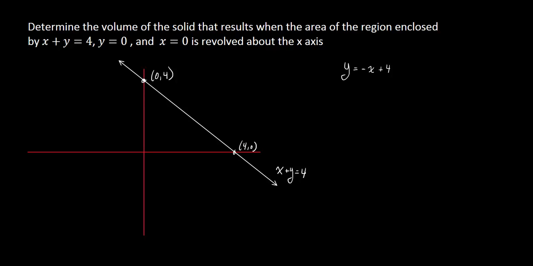So now I have the line y is equal to 0. I'll do this in green. This is a horizontal line, the x-axis. And then I have the line x is equal to 0. I'll do that in blue. x is equal to 0 right here. So now I have created this area right here.